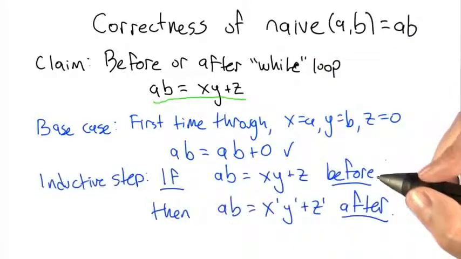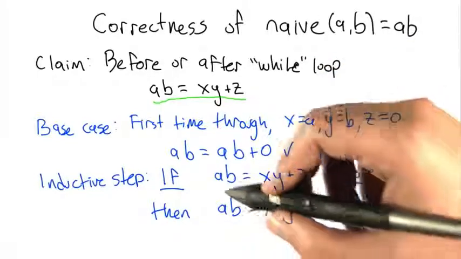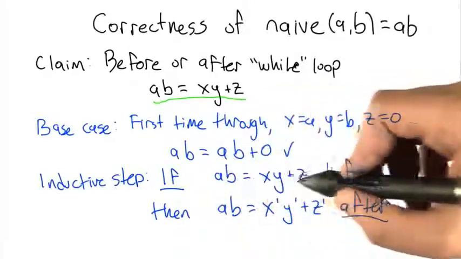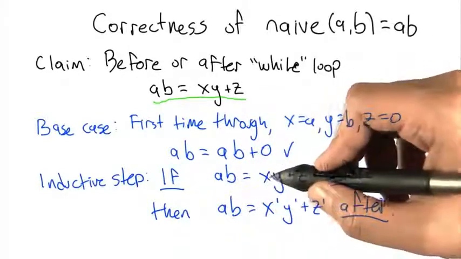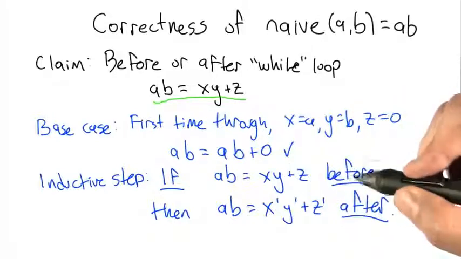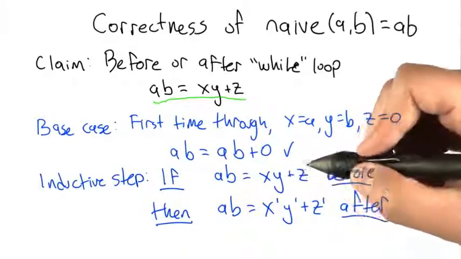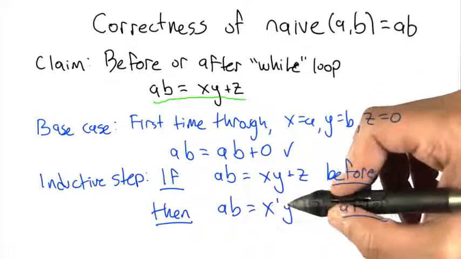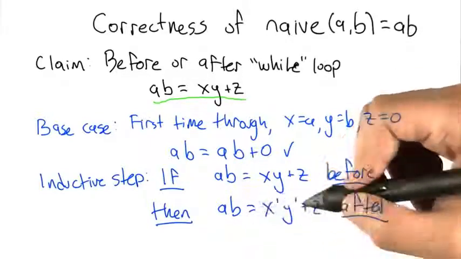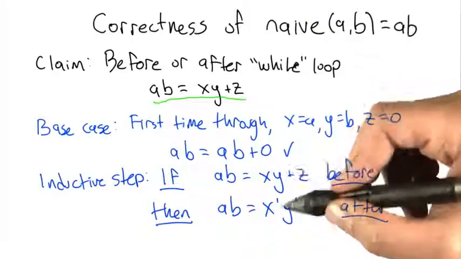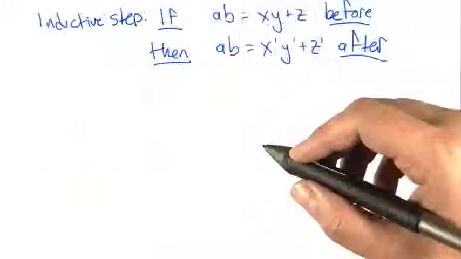The next thing we're going to show is that if it's the case that at the beginning of the while loop, this condition holds, that a times b is exactly equal to x times y plus z, then it's going to be the case that with the new values, so x, y, and z may change, the new values x prime, y prime, and z prime are going to satisfy this as well. So if it was true before, then it has to be true after. So why would this be true?